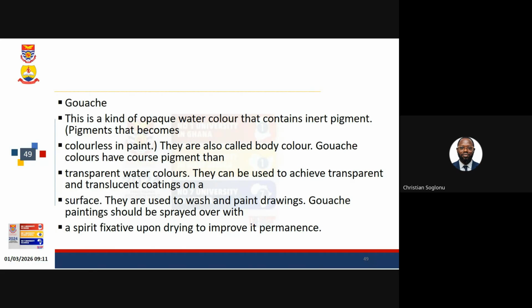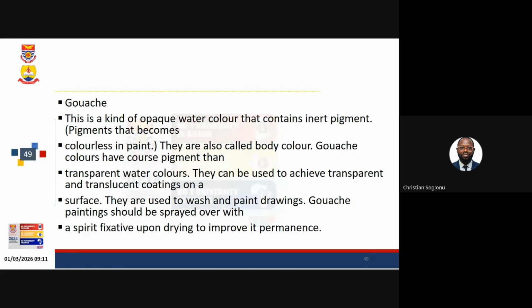So watercolors, there are two. We have an opaque watercolor, which is gouache. Then we have a transparent watercolor. When you want to get a light color, you tint it with more clean water. But with gouache, if you want to have a tinted red, you add white paint to it. So transparent watercolor can be used to achieve transparent and translucent coating on a surface. They are used to wash and paint drawings.